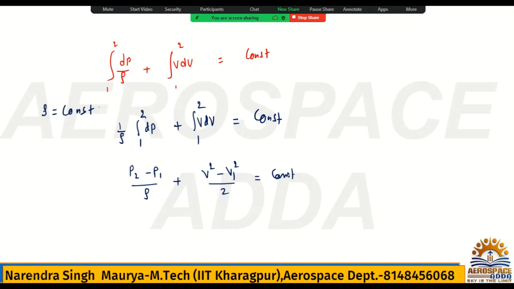Now if you solve this, what you may get? After the differentiation it will be 0, no? So after integration, this part will be P2, or you can say P1, take this side. So this is P1 plus half rho V1 square is equal to P2 plus half rho V2 square. This will be the value, okay.